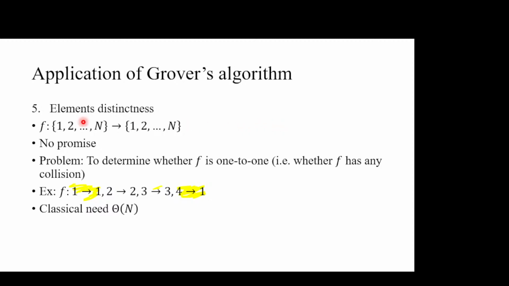As compared to this, element distinctness can have only one collision. So this is harder, and classically you can see this is harder because you can no longer do the birthday paradox, and you just need to look through everything to find whether there is a collision. So you need theta of n queries.